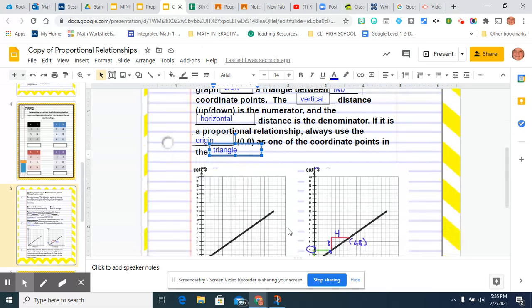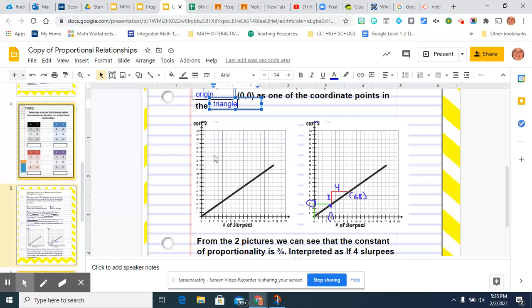So down below, we have two graphs here. This is just the first graph. We have number of Slurpees and the cost of the Slurpee. Then I went and drew actually two triangles. I didn't need to draw two, but I did. One starting from (0, 0), and I wound up going up 3 and over 4. That's why I circled these. So in my numerator, I would have a 3, and in my denominator, I'd have a 4. But I also just took 2 points on the graph, and you can see 3 and 4.